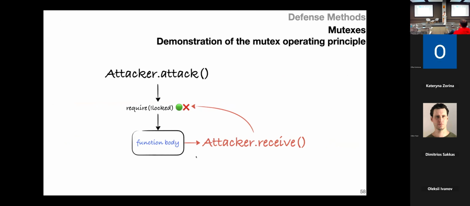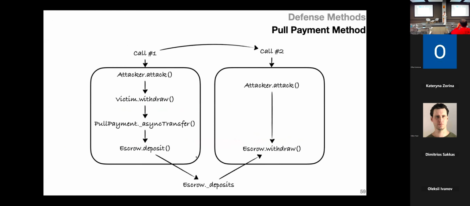Mutexes. The concept is simple. At the start of the function, there is a gate that remains closed until the function is fully completed. It is the require locked gate in the figure. This mechanism prevents reentrant calls. Pull payment methods: the essence is that before withdrawal, assets are transferred to an intermediary contract.